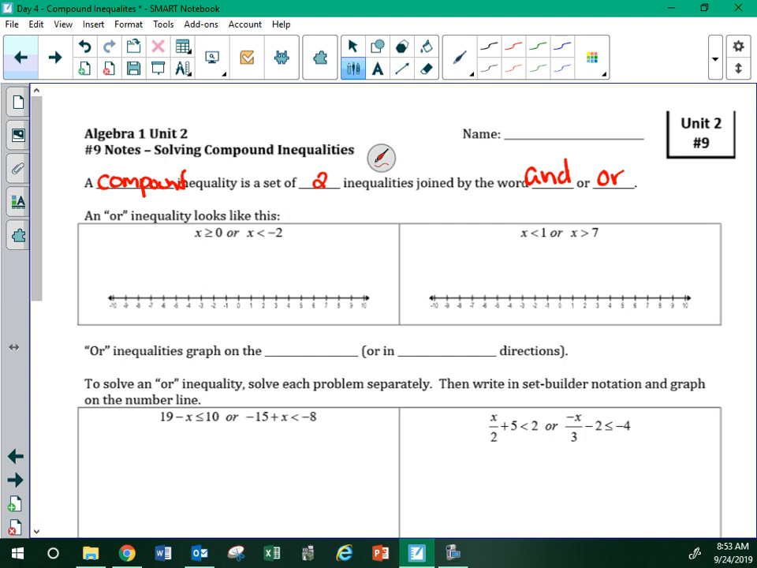All right, so let's start off by talking about the or compound inequality. An or compound inequality literally says or, right? So we have x is greater than or equal to 0 or x is less than negative 2. So there's two inequalities. We're saying it can be either one. When we have or, our arrows are going to be going in opposite directions, kind of like oars on a boat. So just like if you were canoeing or kayaking, when you are rowing, the oars go in opposite directions.